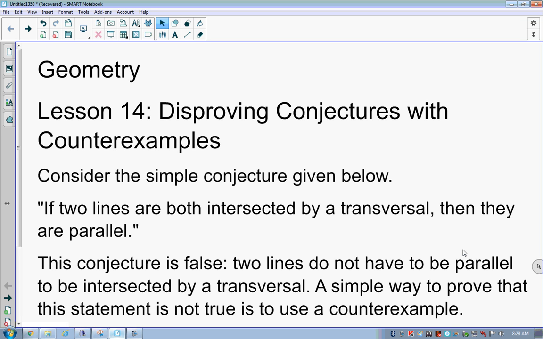Geometry, lesson 14, we're going to be talking about disproving conjectures with counterexamples. We've already kind of talked about this because we've talked about conditional statements, if hypothesis, then conclusion. The counterexample is if the hypothesis is true, but the conclusion is not true.